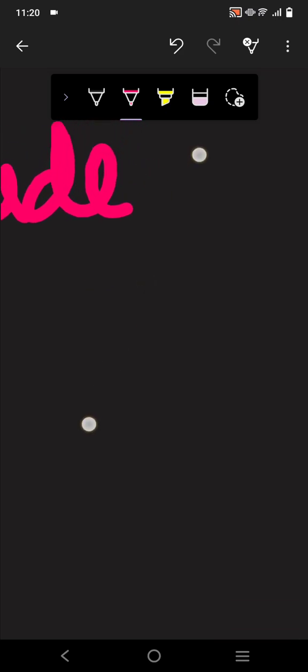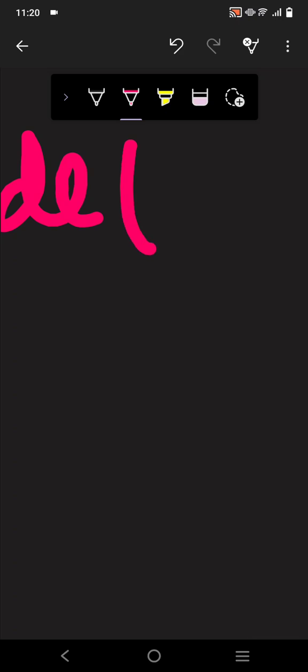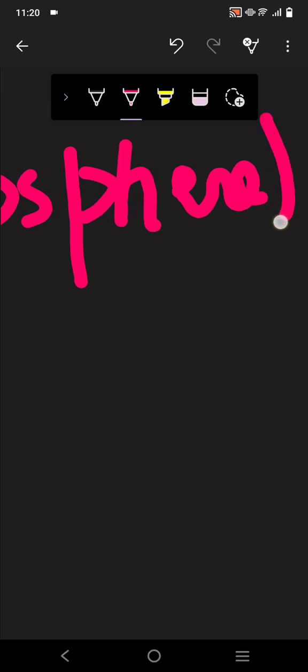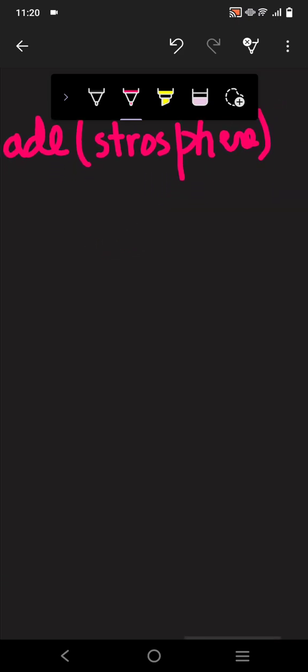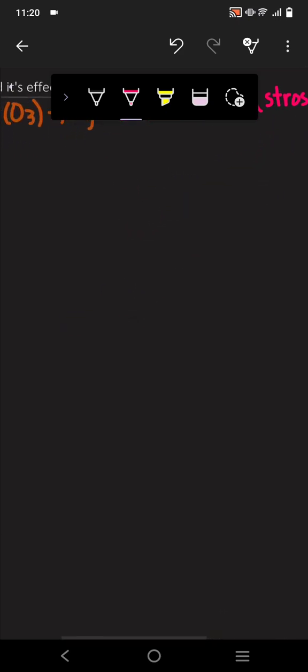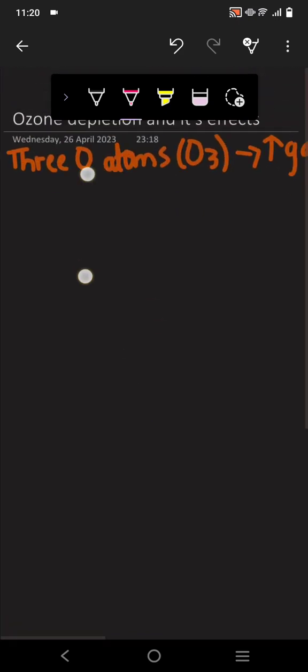It is man-made, and where is it present? It is present in a layer of the atmosphere. The name of the layer is the stratosphere. We have five layers, and the second one is our stratosphere. The stratosphere is the layer where this ozone is present. Ozone has both a positive impact and a negative impact depending on its location.